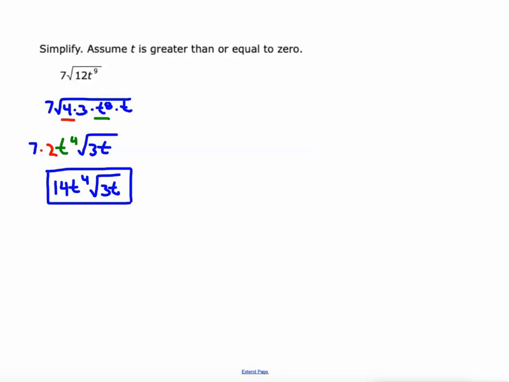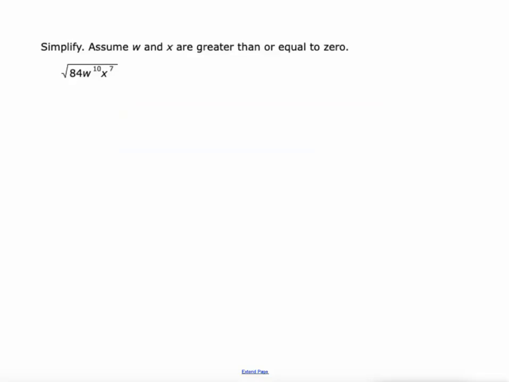Couple more. 84. Well, I know that's divisible by 4, and that's a perfect square. So how about 4 times 21? And 21 is not divisible by any perfect square, so 4. W to the 10th is a perfect square. X to the 7th isn't, but if we expand it to, say, x to the 6th times x, okay, x to the 6th is a perfect square.